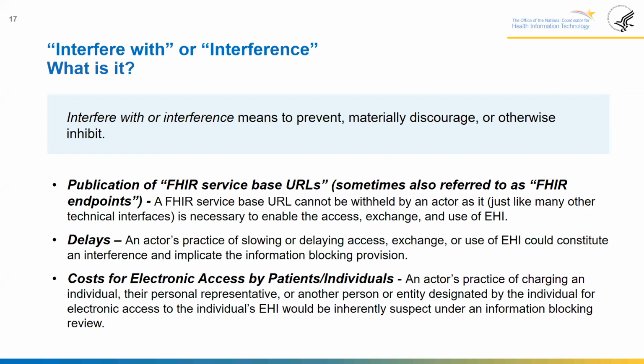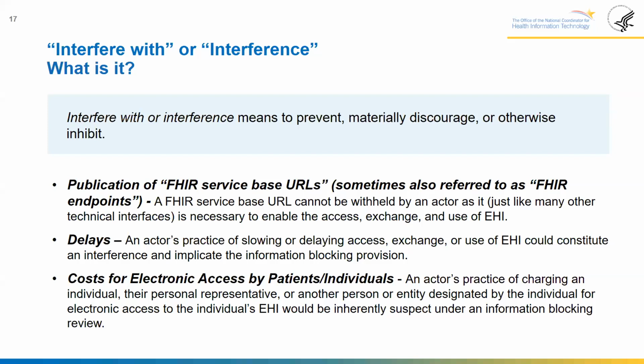The next one I want to talk about is delays. We didn't establish a set time frame of what is timely access, because obviously there's a lot of variability around that, and it's going to be based on the specific facts and circumstances. But we did acknowledge that any type of slowing or delaying of access or exchange could implicate the information blocking provision. When I say could, it's because we acknowledge that there are legitimate reasons to do it, but we've also seen and heard from stakeholders that there are cases where the delay is not legitimate, and they're doing it maybe for competitive purposes or other reasons not to provide access.